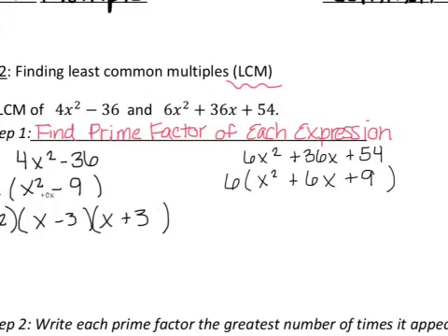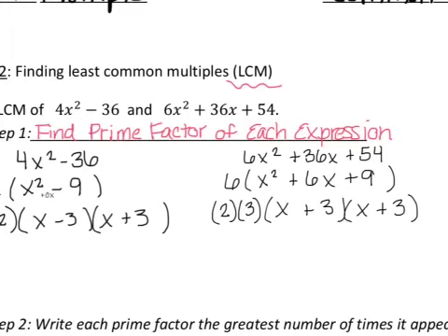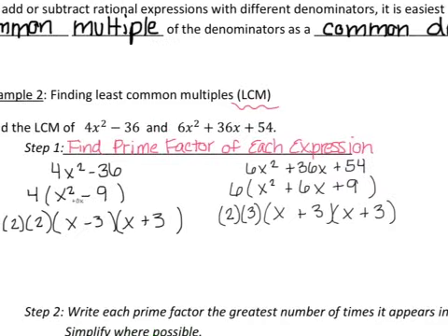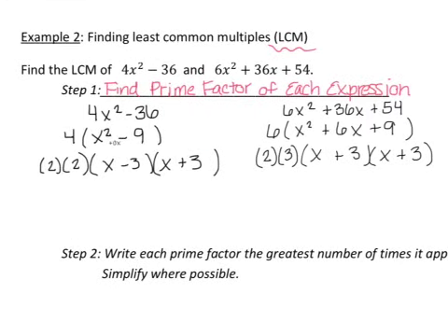Now is 6 prime? No. What can we break it down into? 3 and 2. Those are primes, so that's good. Now we have to factor that trinomial. What can we factor that into? x plus 3 and x plus 3, because those 3's multiply to get 9 and add to get 6. So we're good. Step 1 is complete. We have found the prime factors of each expression.